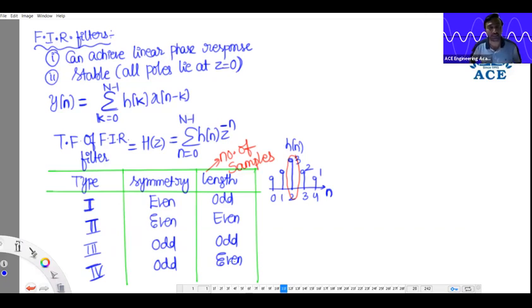First, everyone take a snapshot of this slide. We are going to solve 2 questions on this point. Take a snapshot of this slide first, everyone. Based on the symmetry and the number of samples chosen, FIR filters can be taken as 4 different types.